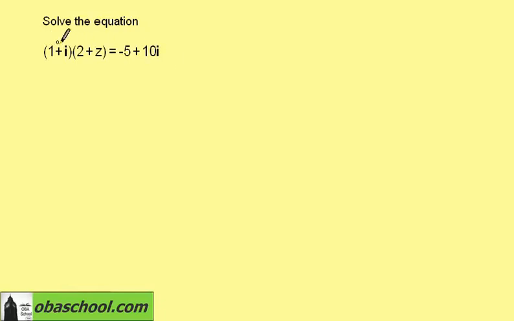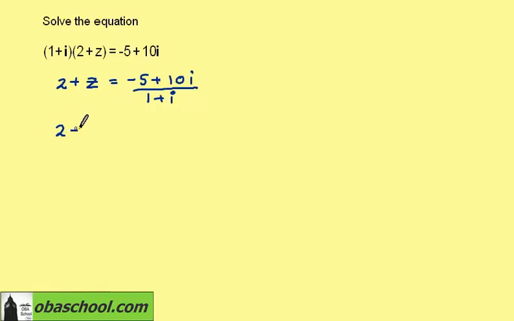We want to solve the equation (1 + i)(2 + z) = -5 + 10i. We could start by dividing both sides by 1 + i. So 2 + z is (-5 + 10i) all divided by (1 + i).